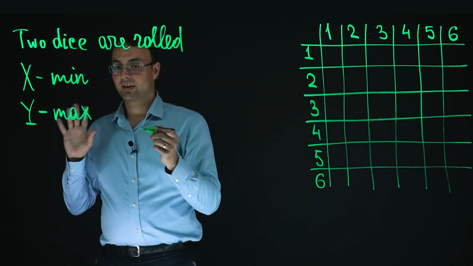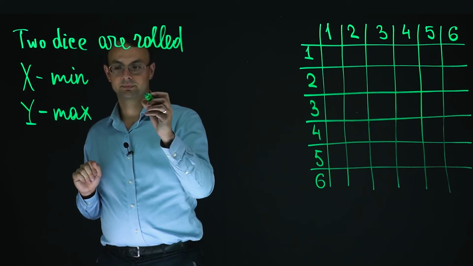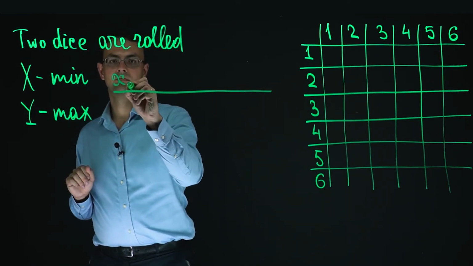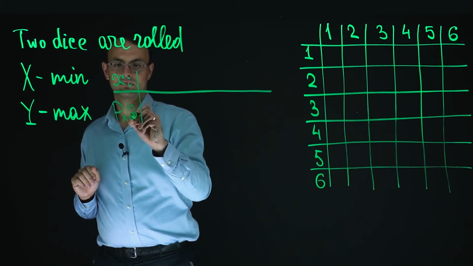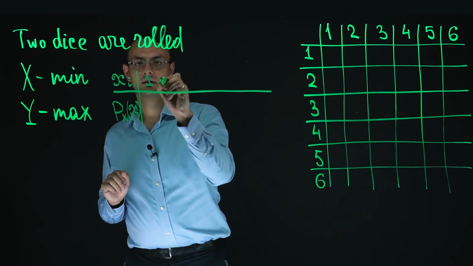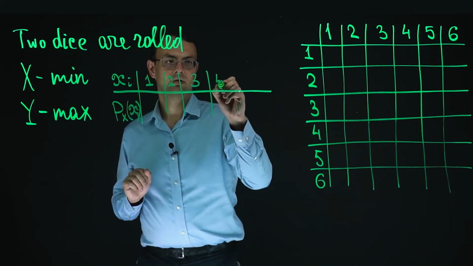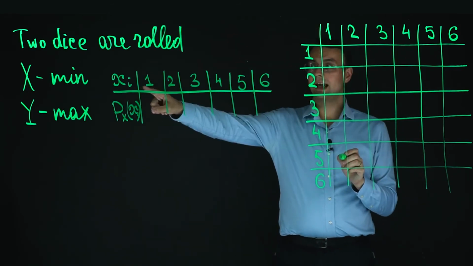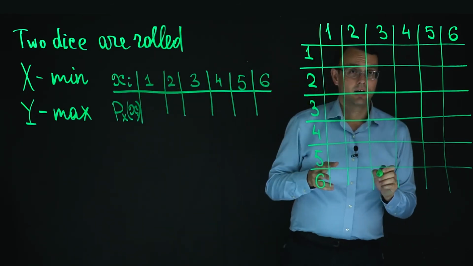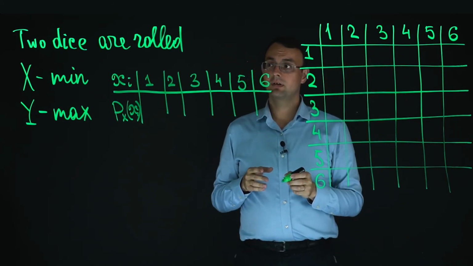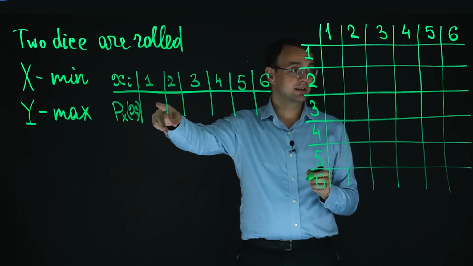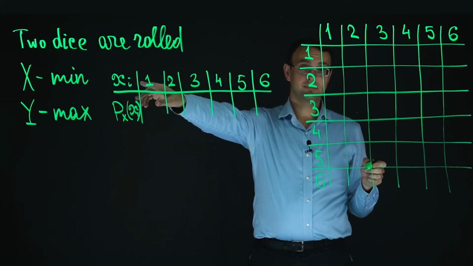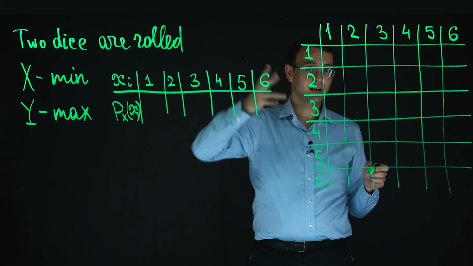So let's start with x. For x, I have a table: 1, 2, 3, 4, 5, 6. So x is the minimum of two numbers. What are the outcomes favorable for the situation when x is equal to 1? Which of these 36 outcomes are favorable for the event that the minimum of the two numbers is equal to 1?